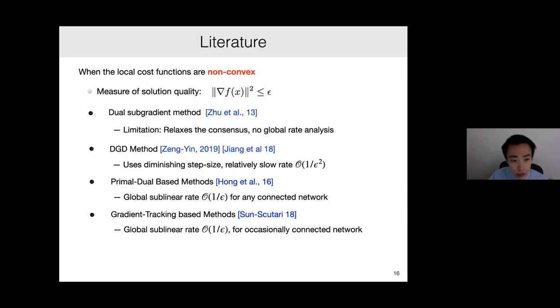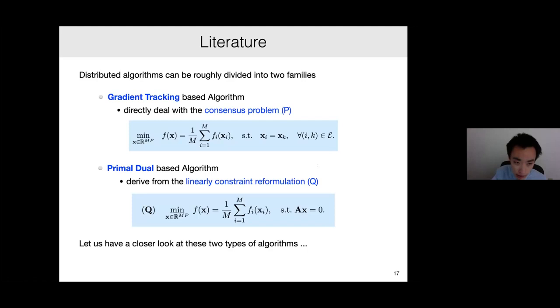For example, we have shown DGD with constant step size diverges, but people show that if we use a diminishing step size, it will achieve a relatively slow rate, which is 1/epsilon². This rate means that to drive the size of the gradient below epsilon, we need at least 1/epsilon² iterations, or that much computational complexity. Recent works on primal dual-based methods or gradient tracking-based methods further improve upon that rate and achieve the 1/epsilon sublinear rate.